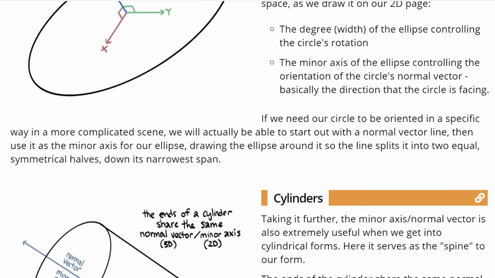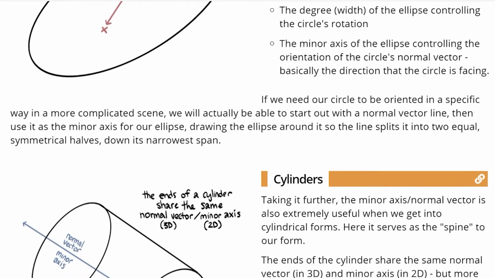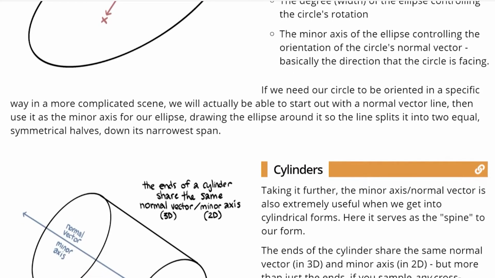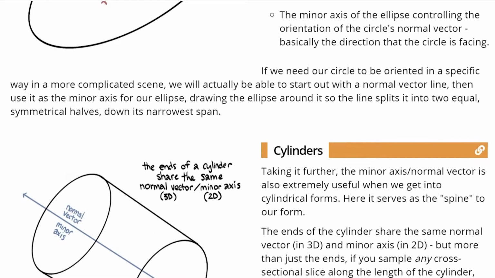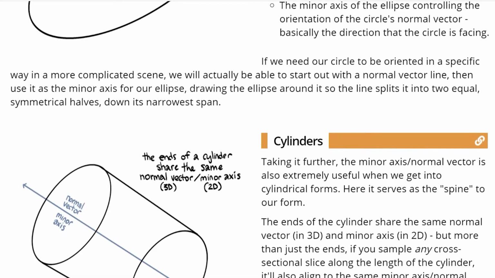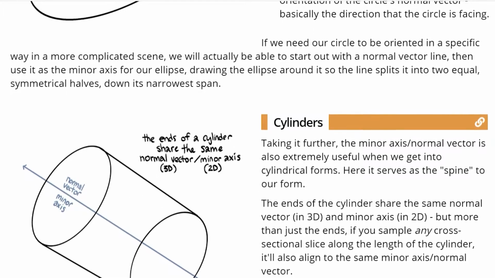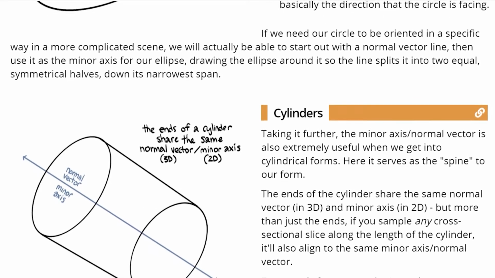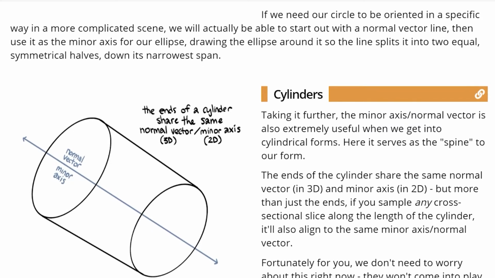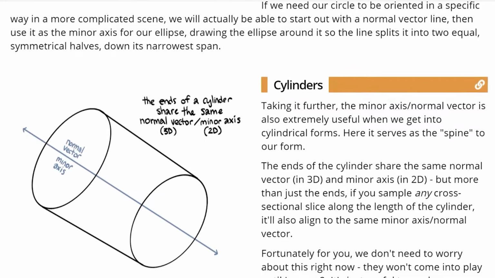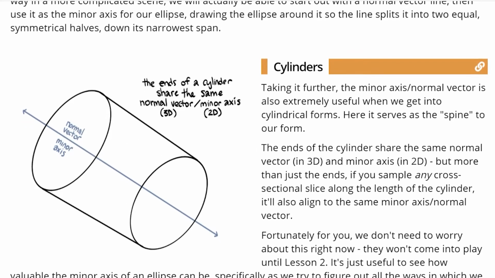Cylinders. Taking it further, the minor axis, normal vector, is also extremely useful when we get into cylindrical forms. Here it serves as the spine to our form. The ends of the cylinder share the same normal vector in 3D and minor axis in 2D, but more than just the ends. If you sample any cross-sectional slice along the length of the cylinder, it will also align to the same minor axis, normal vector.